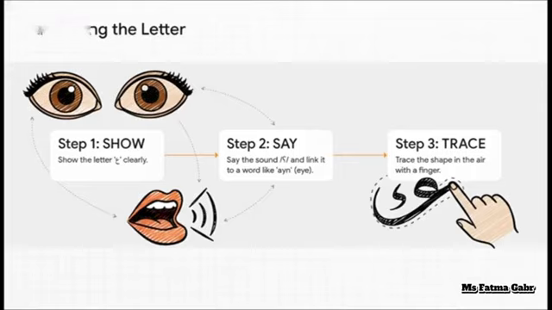Now, with that baseline set, the real learning begins with this amazing multi-sensory attack. Look at these 3 steps: show, say, trace. Think about it. The students see the letter, they hear the sound, and they actually feel the shape by tracing it in the air. By hitting sight, hearing, and touch all at once, you're creating multiple pathways in the brain. It's an incredibly powerful way to make something stick.